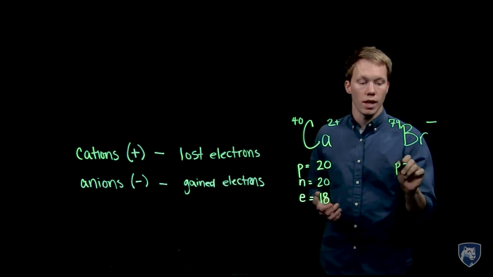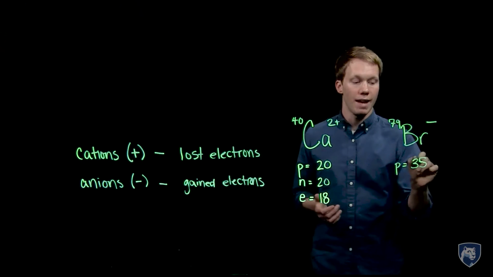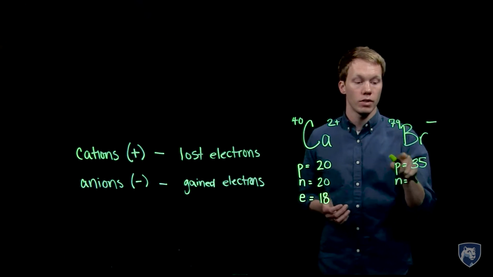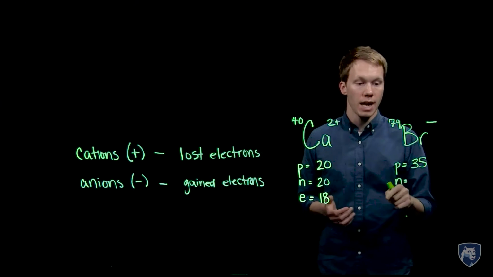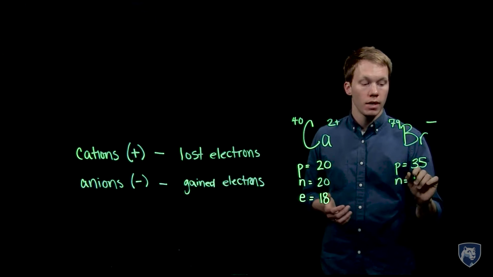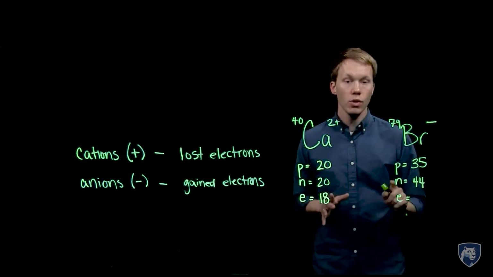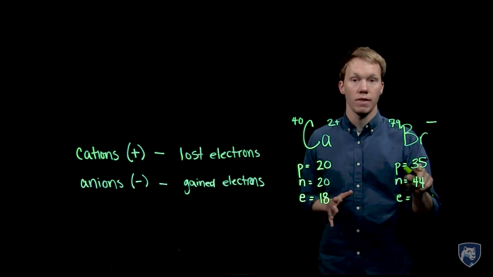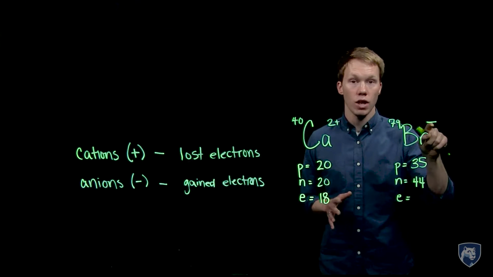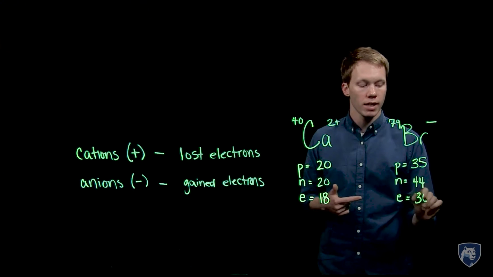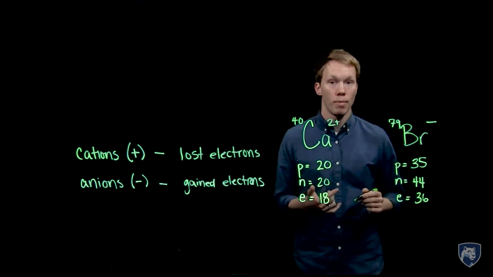The number of protons in bromine is 35, and so the number of neutrons must add to the number of protons to give 79. So this would be 44. And the number of electrons in a neutral atom is going to be 35, but we have a negative charge, meaning that we have 1 more electron than protons, so we'd have 36 electrons in this bromine anion.